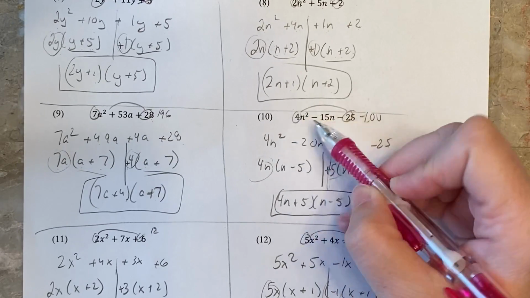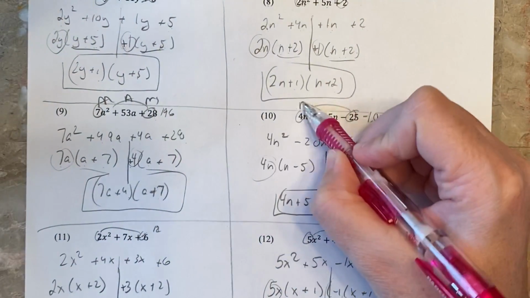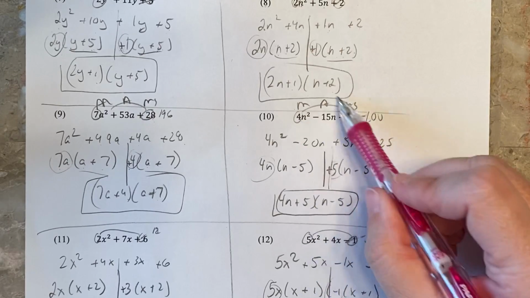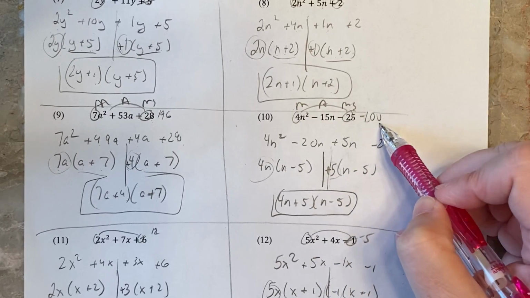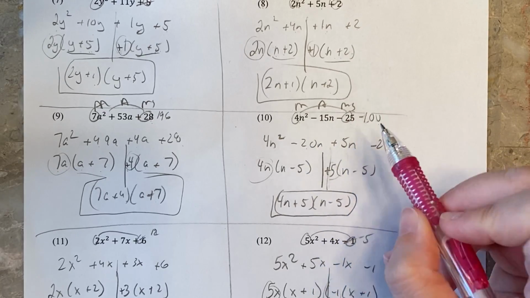All right, number 10, 4n squared and negative 25. Let me write this 2m, so you know which one to multiply to and which one to add. Okay, so what multiplies to 4 times negative 25, which is negative 100, multiplies to negative 100, adds to negative 15, would be negative 20 and positive 5.